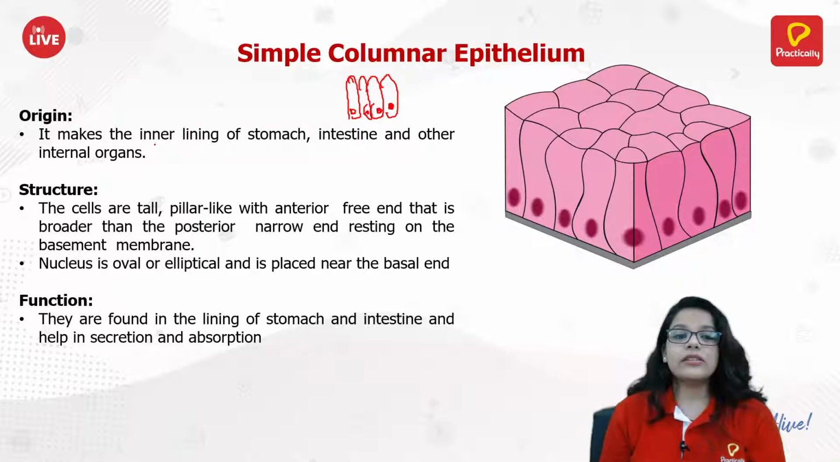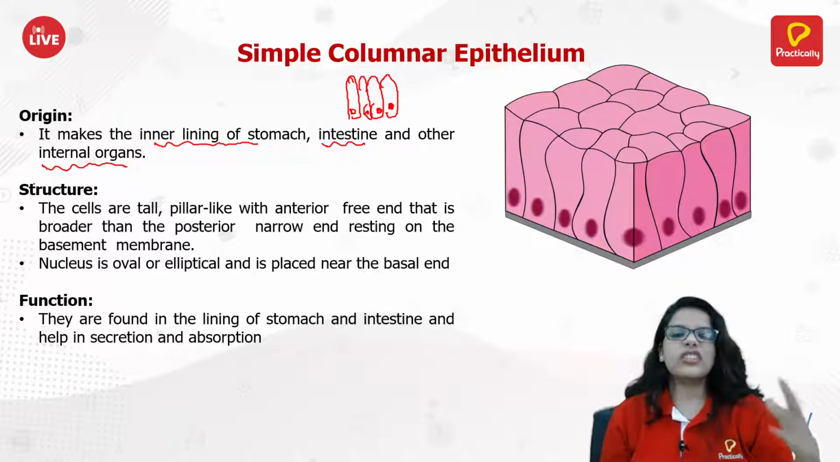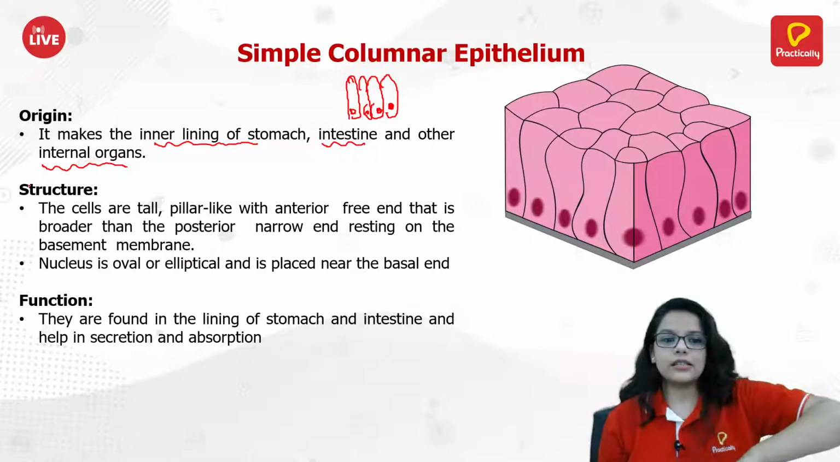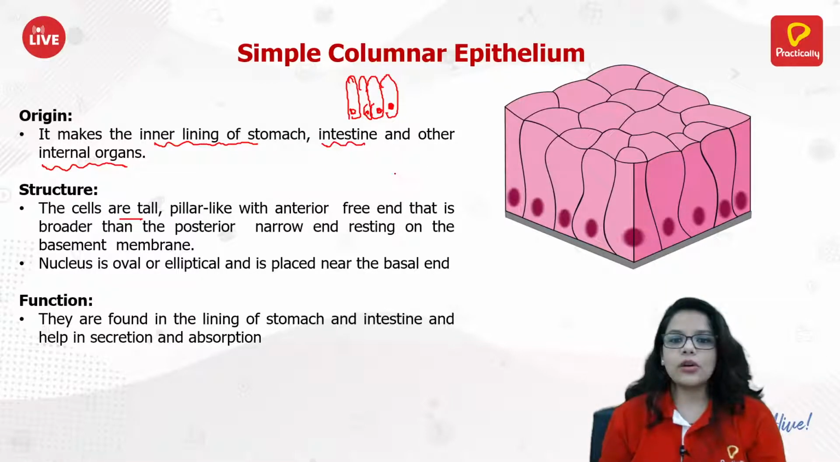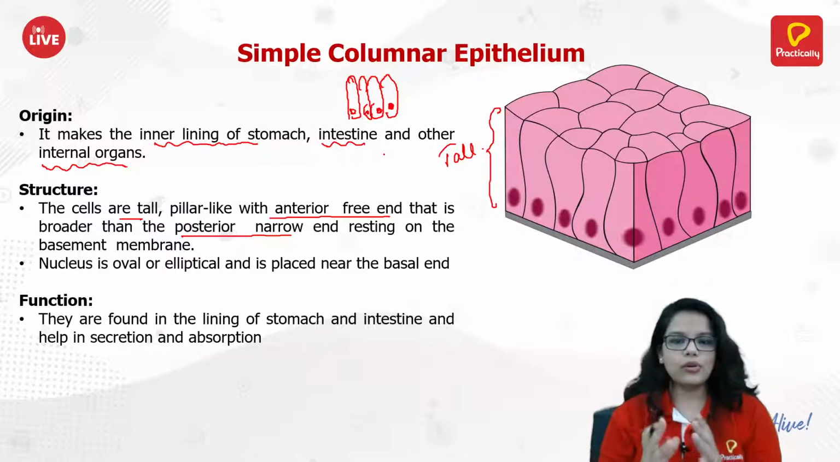It makes the inner lining of the stomach, intestine, and other internal organs. So it mostly covers the inner layer of the stomach, intestine, and other internal organs. This is mostly present inside our body. The cells are tall. See how tall they are. They are pillar-like, with the anterior free end broader than the posterior narrow end.